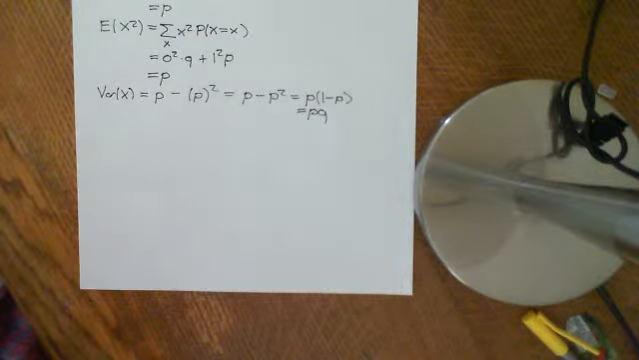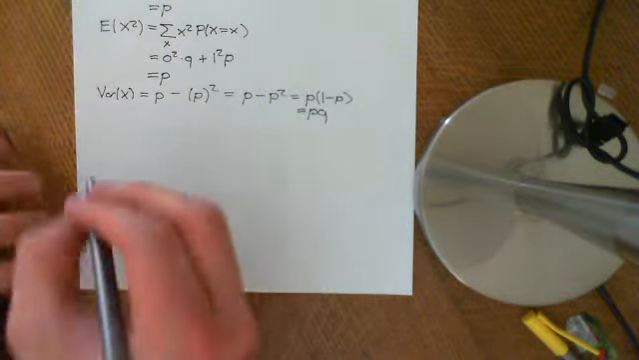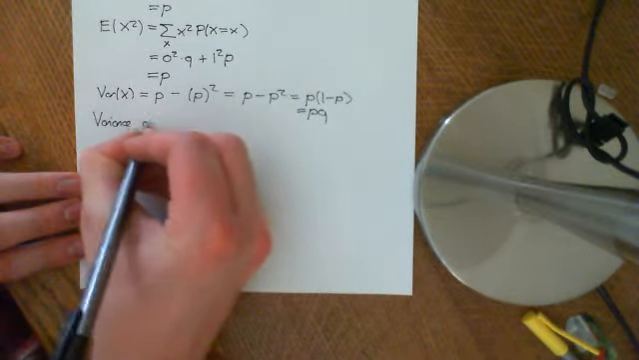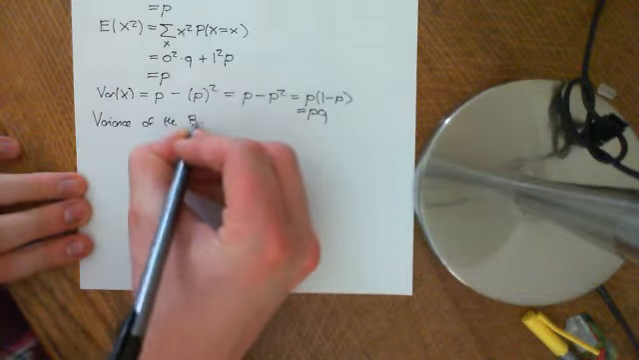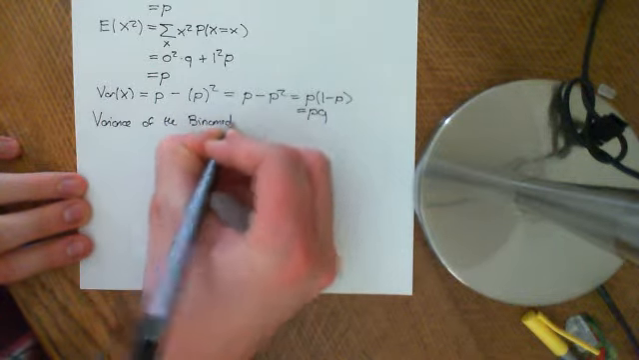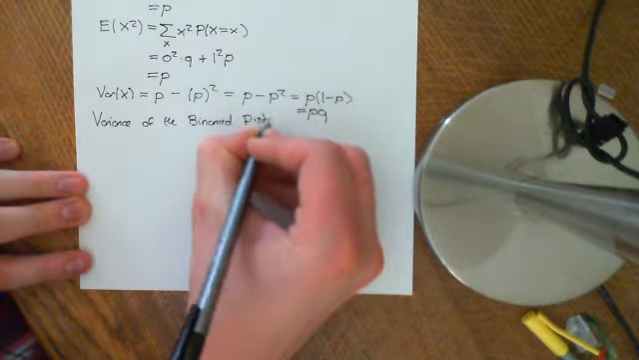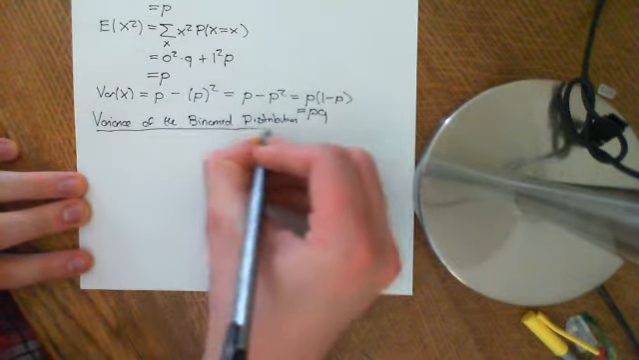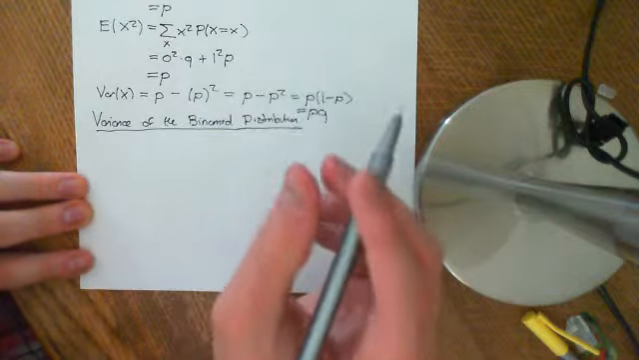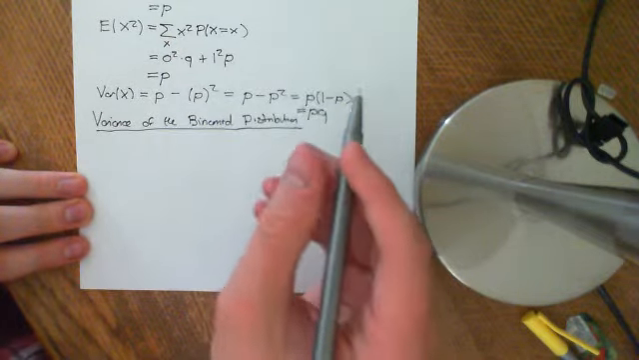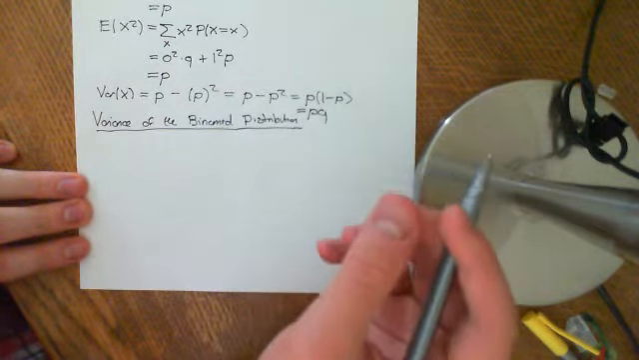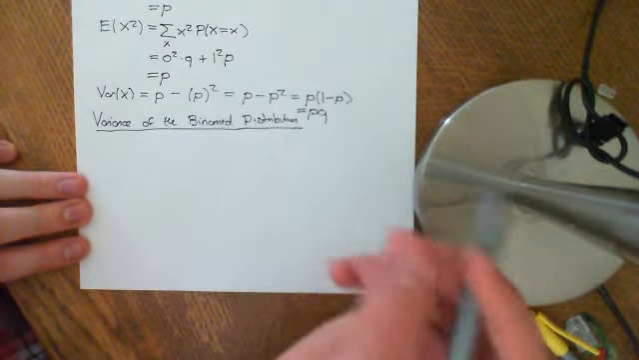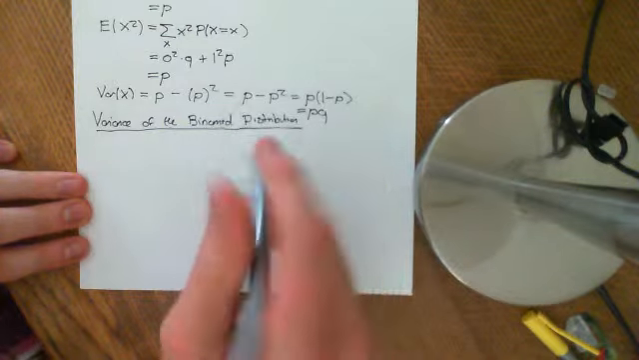Okay, so now we're going to do the variance of the binomial distribution. So we will quickly use this as an opportunity to recap the binomial distribution, because we need to recap the fact that it is the sum of n independent IID Bernoulli distributions, i.e. n independent and identically distributed Bernoulli distributions.